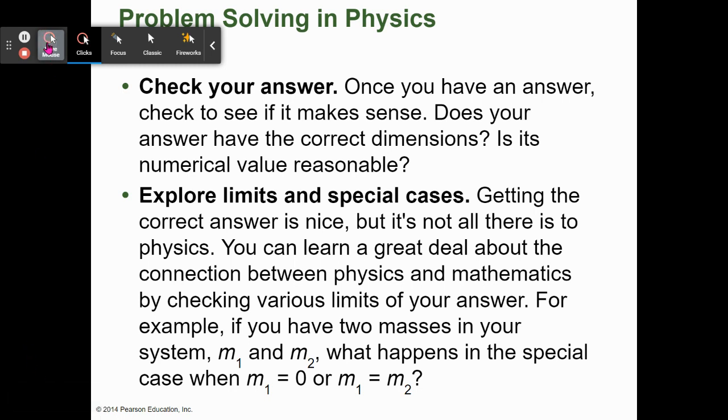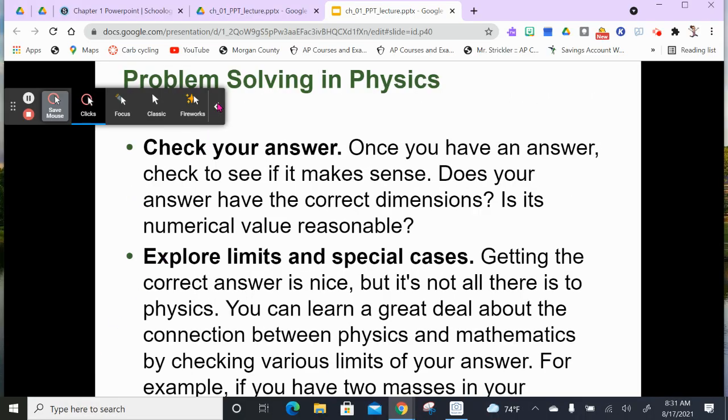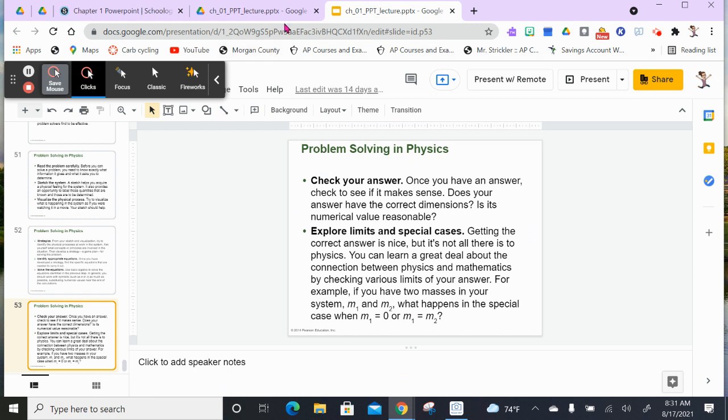All right. Okay, so we are done with that. Let's look at a couple of examples.